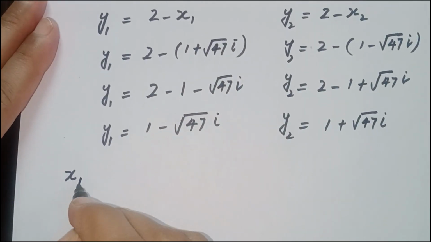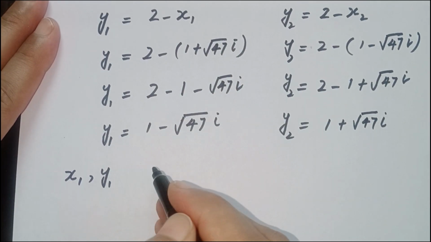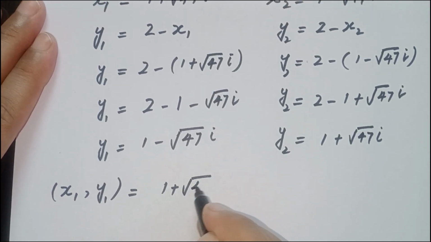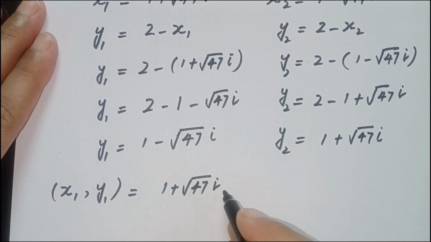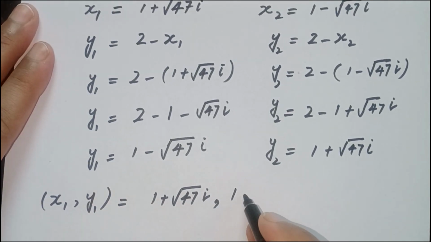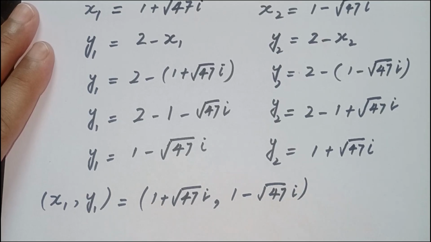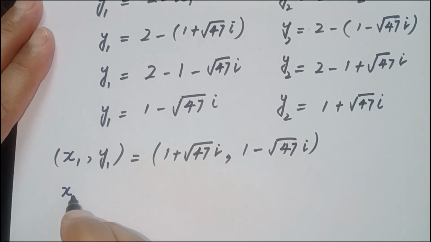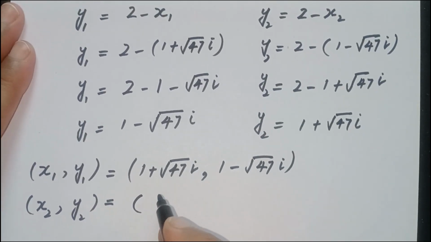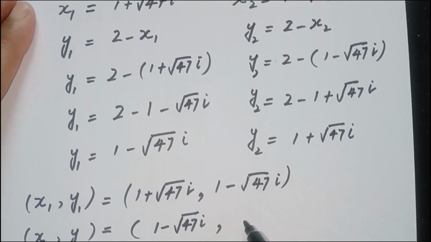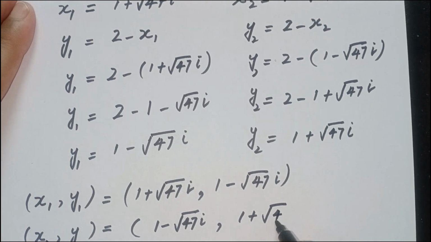So here our x1 and y1, the first solution set, is x1 equal to 1 plus square root 47 I, and the value of y1 is 1 minus square root 47 I. It is the first solution set, and the second solution set is x2, y2. Here x2 is 1 minus square root 47 I, and y2 is 1 plus square root 47 I.